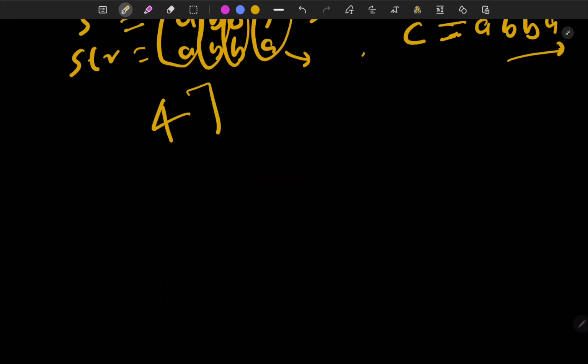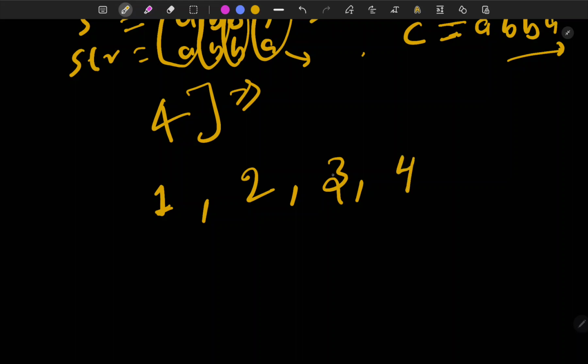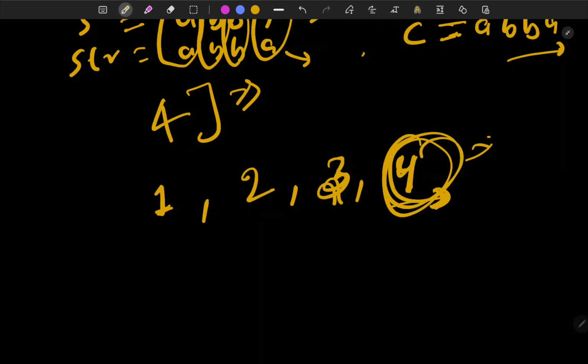That is 4. I was taking a string of length 1, then a string of length 2, and I can't take a string of length 3, but I can take a string of length 4, and I am getting a suitable string in the case of length 4. So what could be my answer? It should be equal to 4.